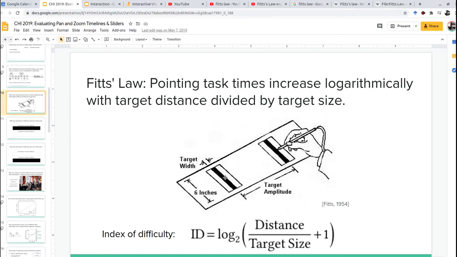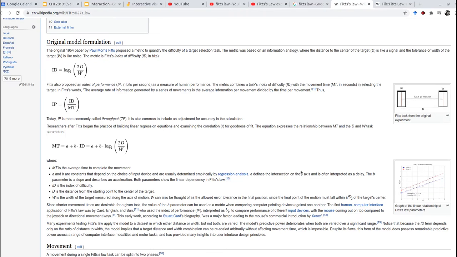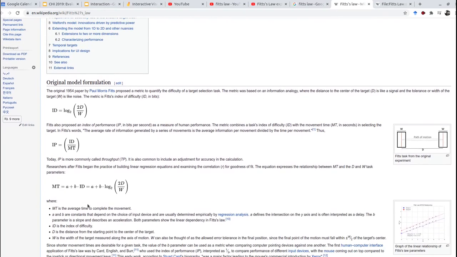And Fitts found that the task time was linear with the index of difficulty, which is a logarithmic function of the distance divided by the target size. And so that means that the further something is away, the longer it takes you. And also, the bigger it is, the easier it will be for you. And this relationship is logarithmic. So if you look on Wikipedia, then you will find this here.